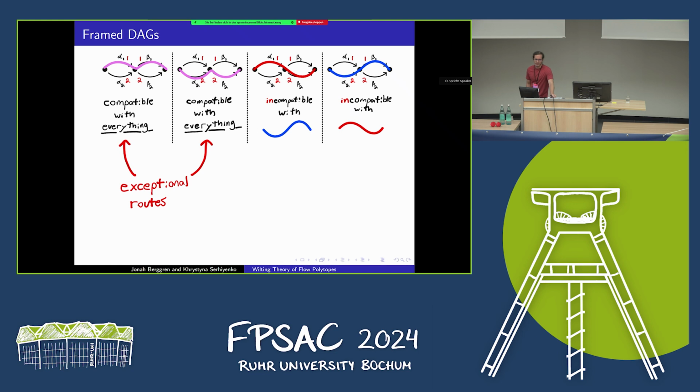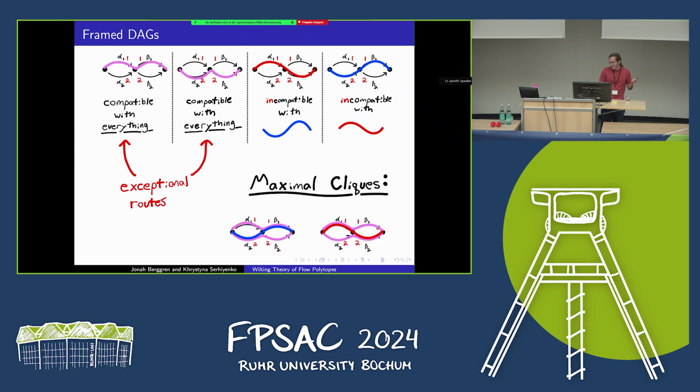They're compatible with everything. The interesting thing is that the red and the blue are not compatible because they both have this vertex, but they cross each other up at that vertex. Right? The blue one enters high and leaves low relative to the red. And so if I ask about my maximal cliques, well, they're all going to have these pink exceptional routes, and in addition, one of them is going to have the blue, and one of them is going to have the red. So I have two maximal cliques here.